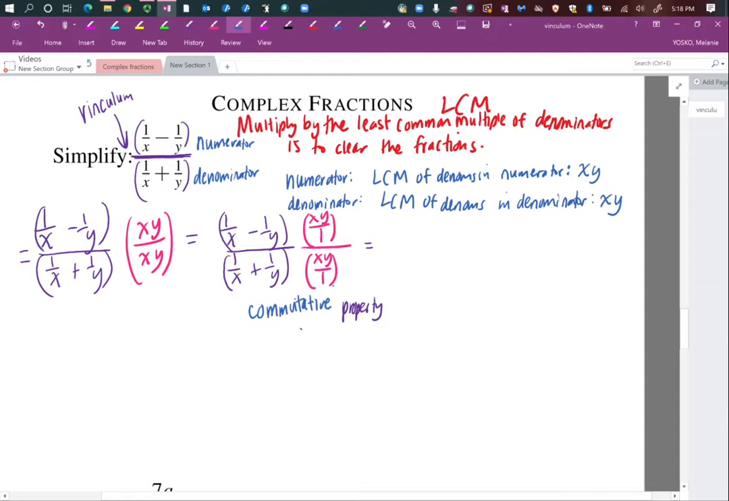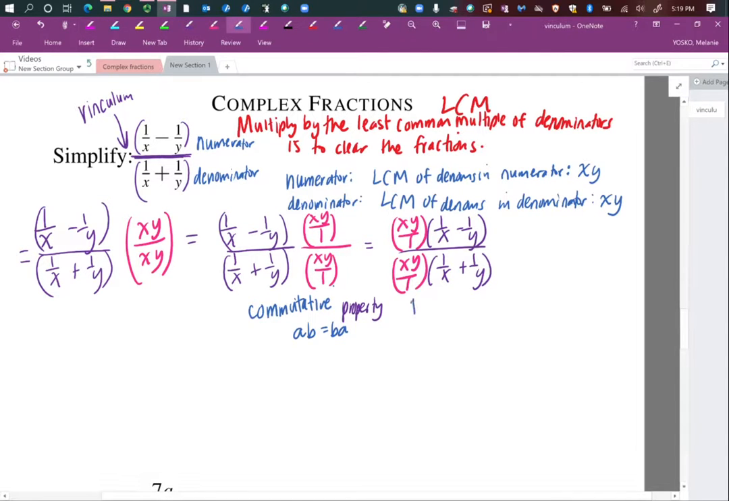For the commutative property, a times b is the same as b times a. So you could rewrite this as xy over 1 times 1 over x minus 1 over y. All I've done is switch the order. You see that? 1 over x minus 1 over y was on the left. Now it's on the right. Do the same thing with the denominator. The reason I'm doing this is some of my students, like I said, are a little more comfortable with the thing I'm distributing being on the left.